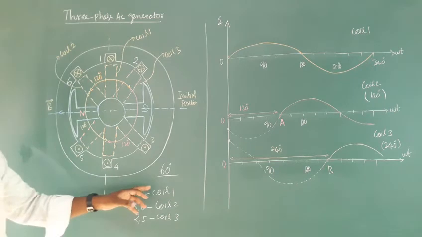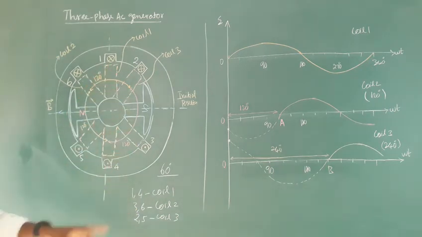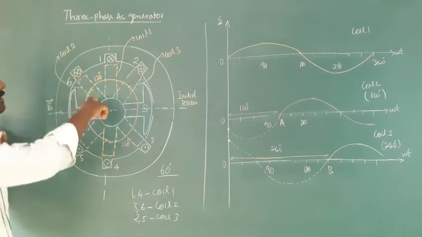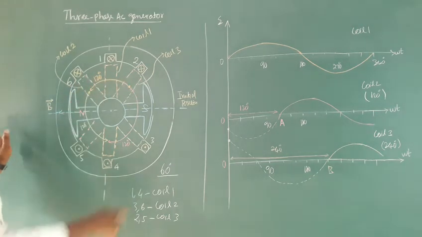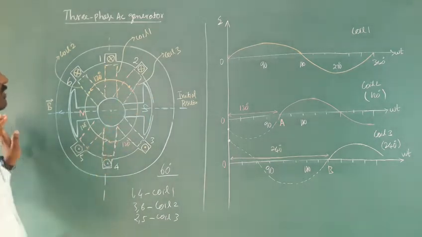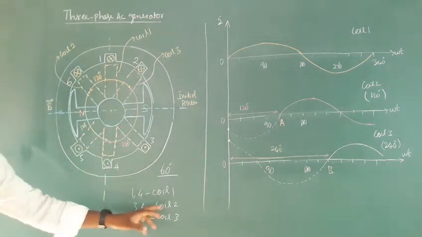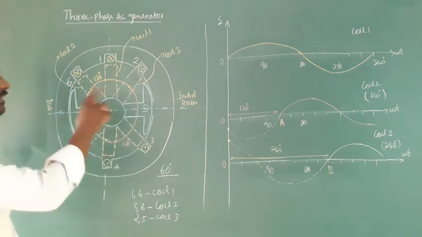Coils 1 and 2 have a 120 degree phase difference. Coils 2 and 3 also have a 120 degree difference. Then coil 3 and coil 1, from this to this. So each pair of coils, all three, are 120 degrees apart.